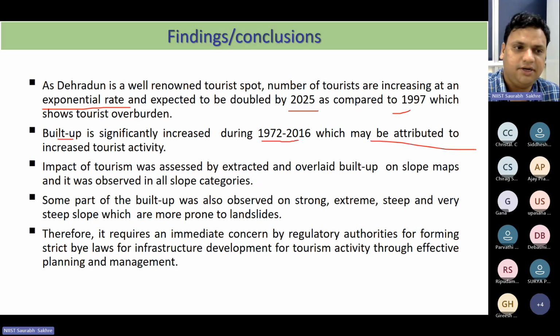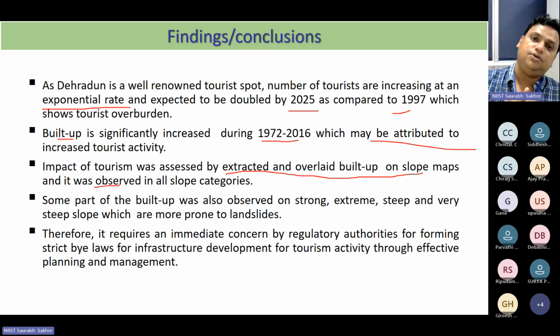And of course, it may be attributed to increased tourist activity. The impact of tourism was assessed by extracting built-up areas and overlaying them on slope maps, and it was observed in all slope categories. I've already shown you that it was there in all slope categories.